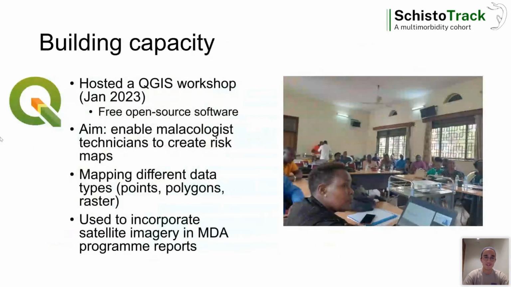Lastly, due to the importance of data visualization and advocacy, we also build capacity. And as part of this, we hosted a QGIS workshop last year, which is a free open source software for building maps. And the aim was to enable malacologists and technicians from the Ministry of Health to create risk maps integrating satellite imagery. And so this workshop was hosted by the SchistoTrack team, and the outcome was that they used these maps to map out mass drug administration levels by administrative region for use in national program reports.